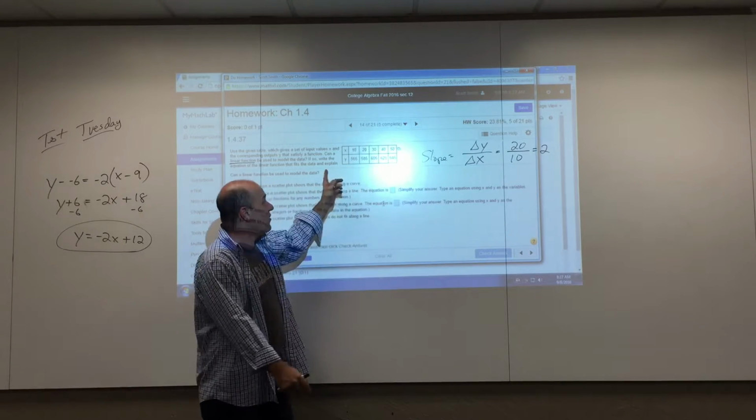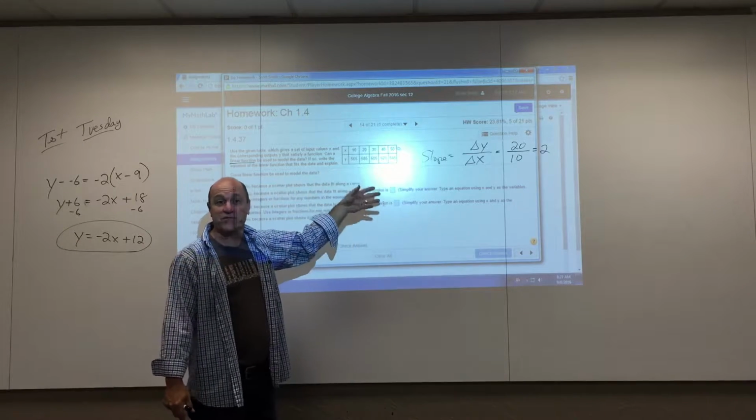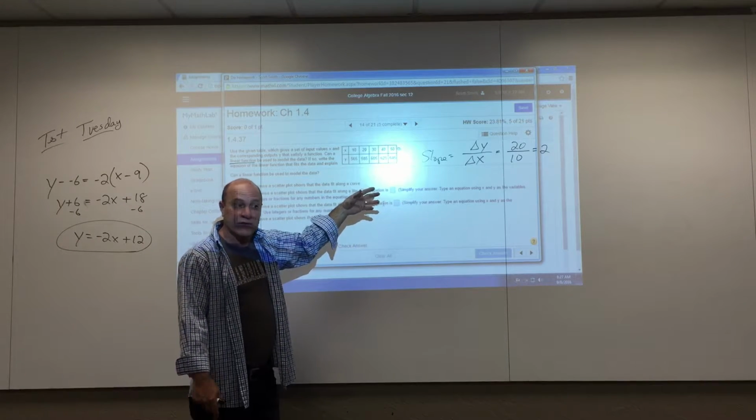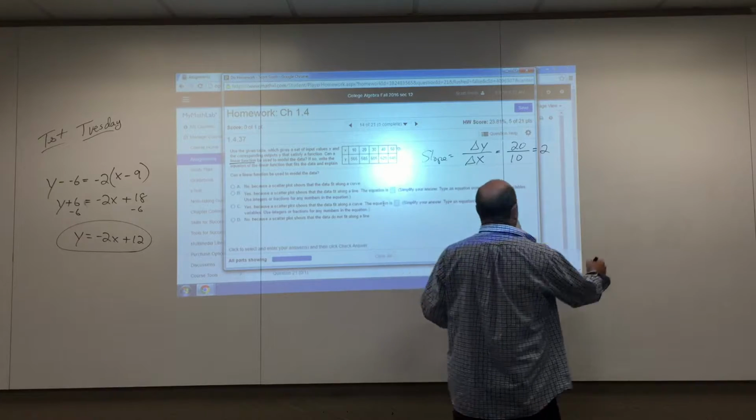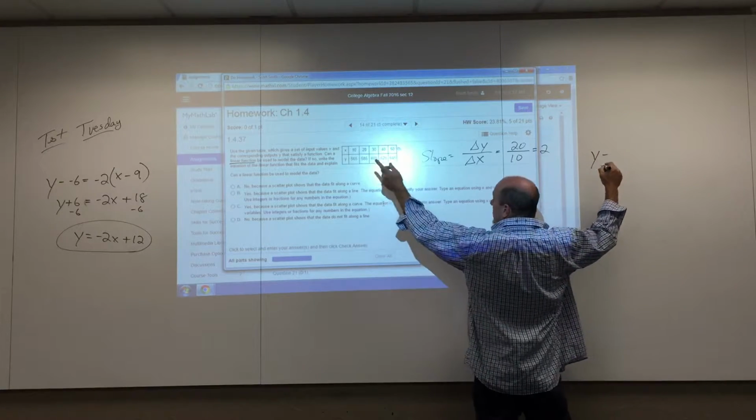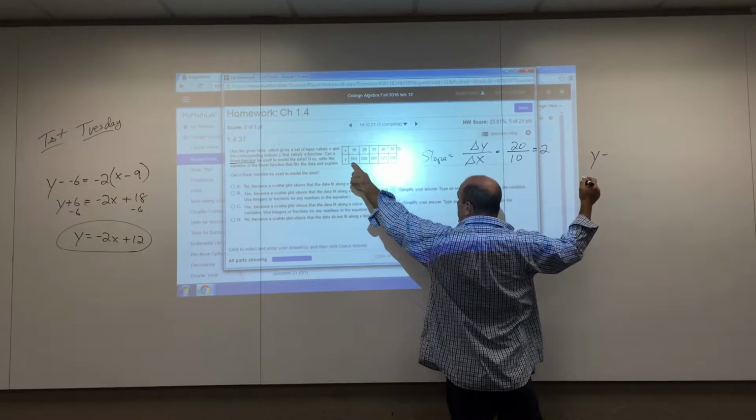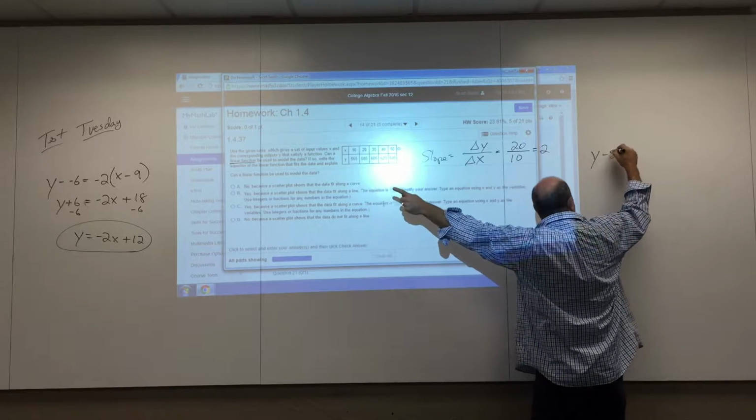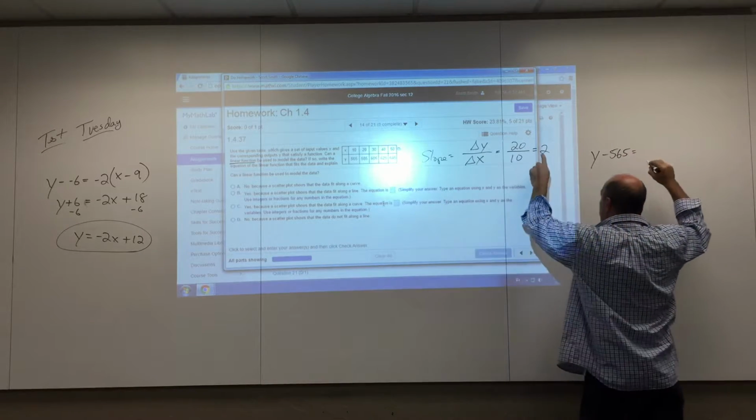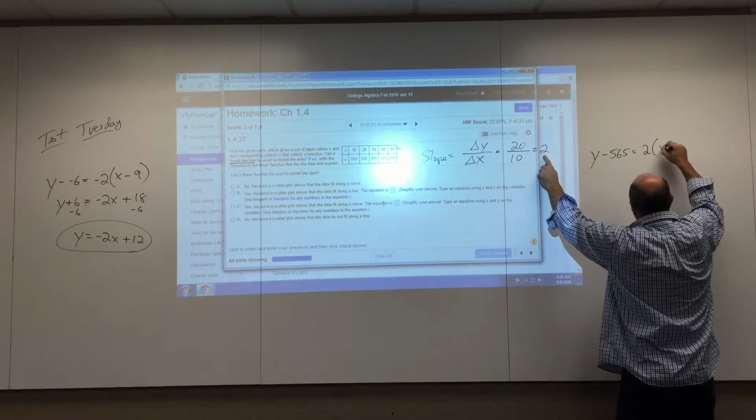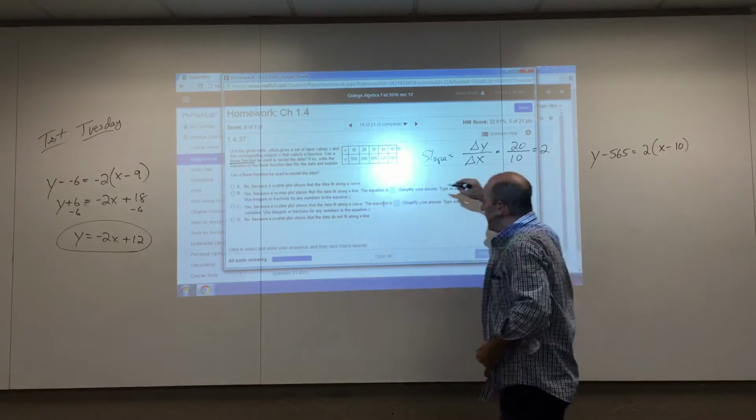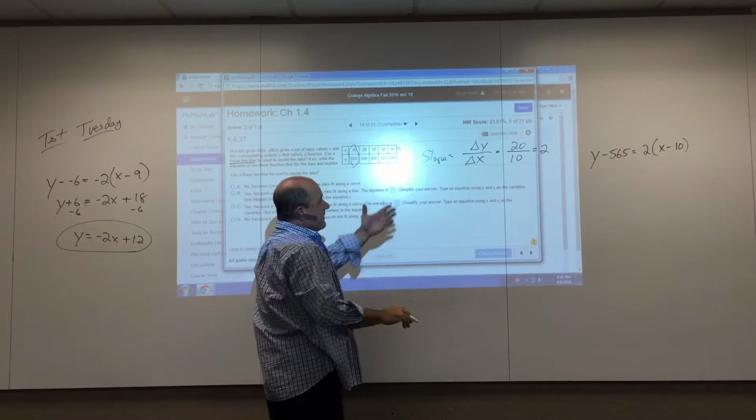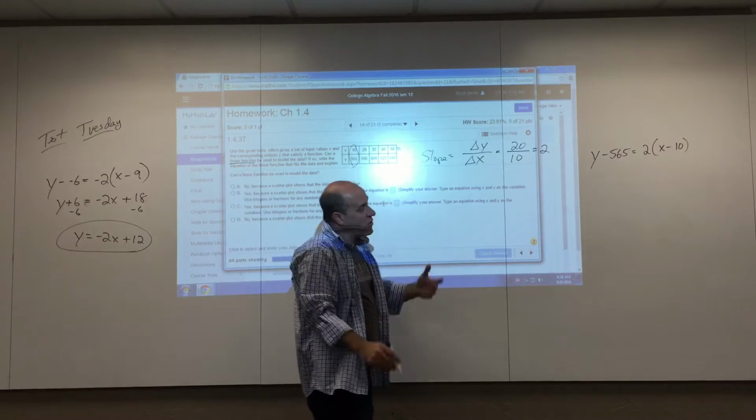Dang right. I got a chart full of points. I got 5 of them to choose from. You're right. So I could get the equation by doing my y minus, well, it doesn't matter. I'll pick that first point. Y minus 565 equals the slope 2 times x minus 10. I decided to use that point and that slope, and that's the equation of the line.